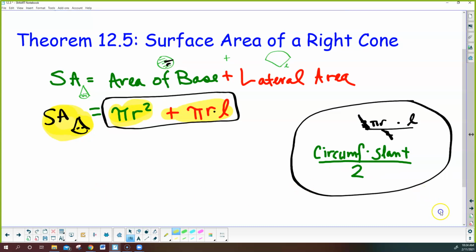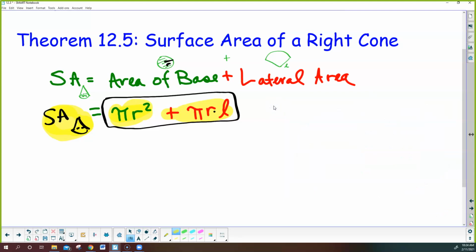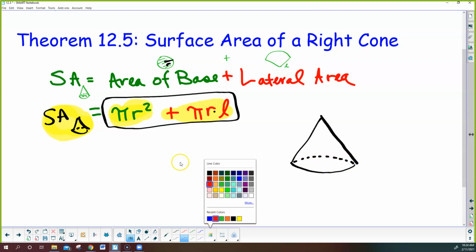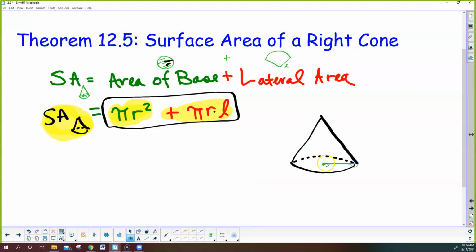Okay, I'm going to get rid of this part because you don't technically need it. So the question came up, how do we know the difference between the radius and the slant height? Let me show you. If I gave you a 3-dimensional picture of a cone, where is the radius going to be? The radius is always going to be from the center of the circle out, so there's my radius, and the slant height, the L, is always going to be the length of the side. So that's your slant height.